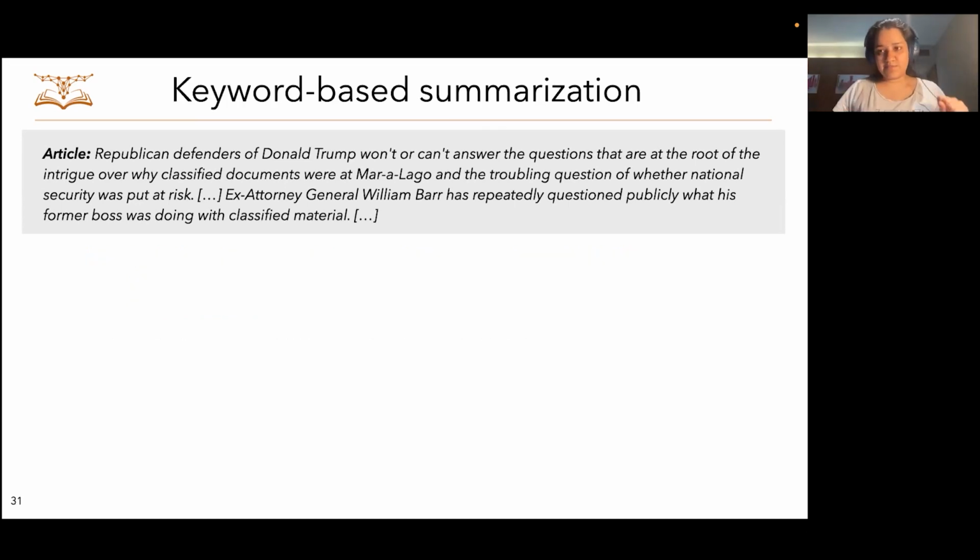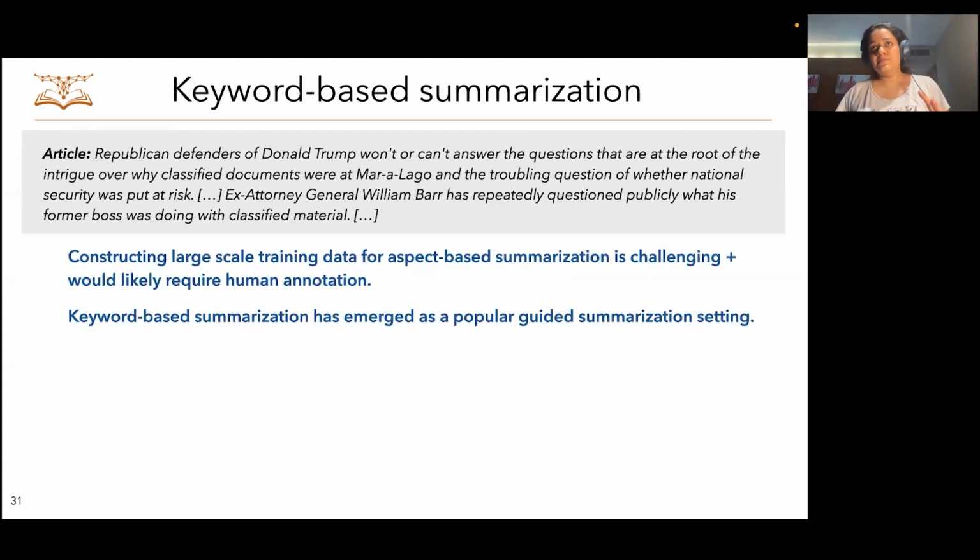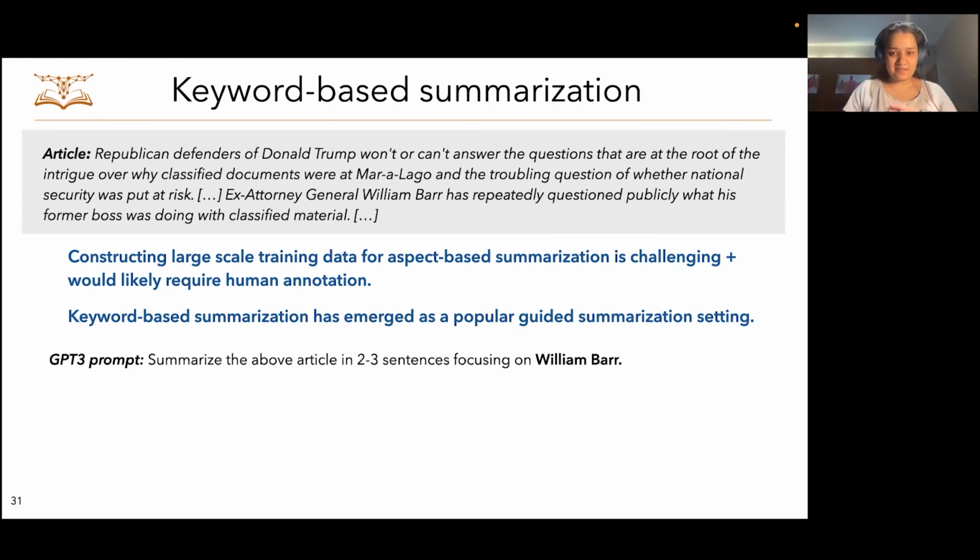Related to this aspect-based summarization task, we can see that constructing a training data set to train fine-tuned models would be challenging, and it would likely require some human annotation. So instead of that, what emerged as a popular guided summarization setting was keyword summarization. That would include extracting a keyword and asking the model to generate a summary that focused on that keyword. So here's the relevant GPT-3 prompt that we tried out for the entity William Barr.